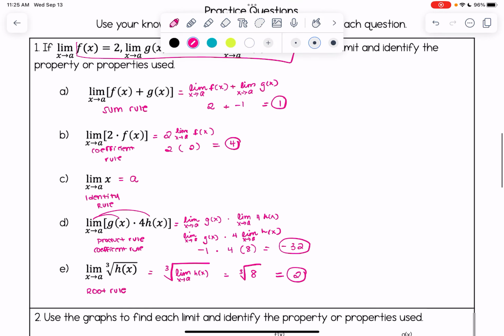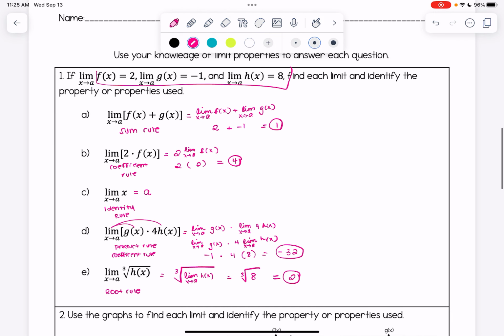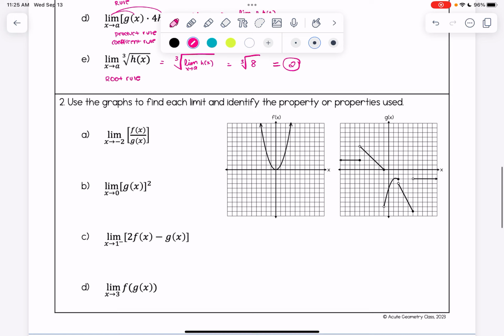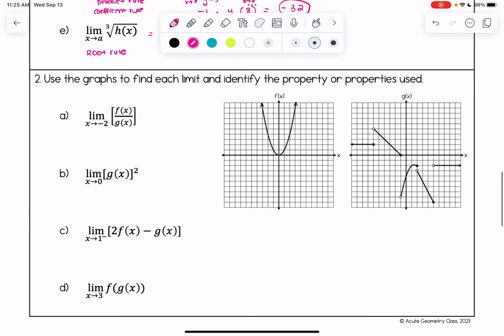Okay, so I'll zoom out so we can take a look at those again, but we're rewriting using one of the rules, and then we're substituting. Now, when we take a look at question 2, the difference is we are not explicitly given the limit is this, the limit is that. We have to actually find it from our graphs. So you'll see it might take an extra step or two to go about it.